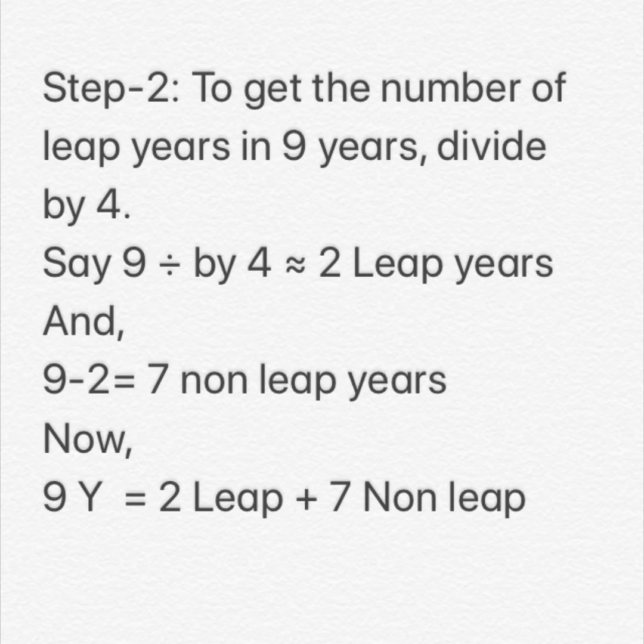So 9 is divided by 4. 4 2s are 8. So the quotient 2 gives us the number of leap years. When that 2 is subtracted from the total 9 years, we get the remaining non-leap years. So here we get 7 non-leap years. Now finally the 9 years are settled. They have been split into 2 leap years and 7 non-leap years.